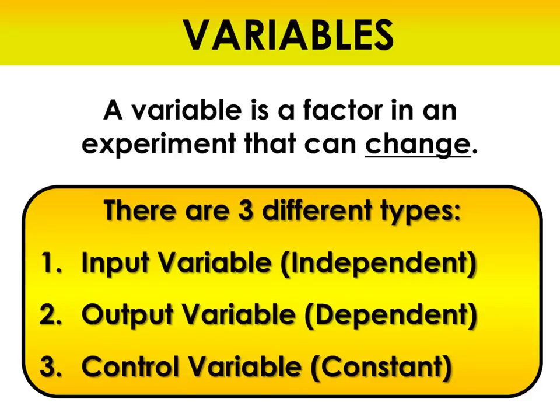A variable is a factor in an experiment that can change or be manipulated. And there are three different types of variables used in a scientific experiment. The first is an independent variable, also known as an input variable. This is the factor that you will be changing, and you can only have one independent variable in your experiment. The second is a dependent variable, also known as an output variable. The third are control variables, also known as constants.